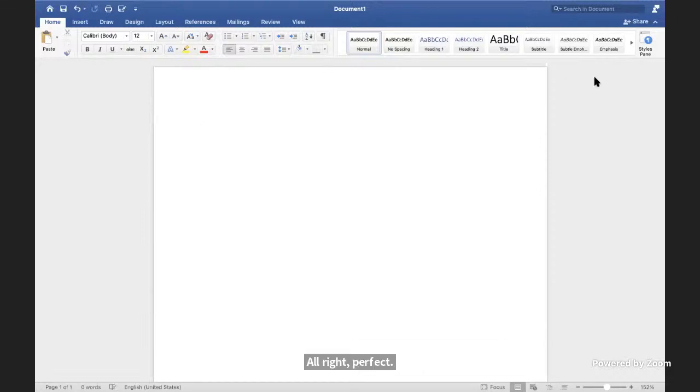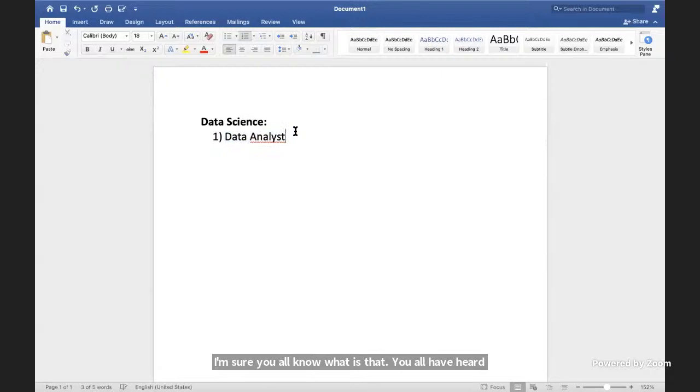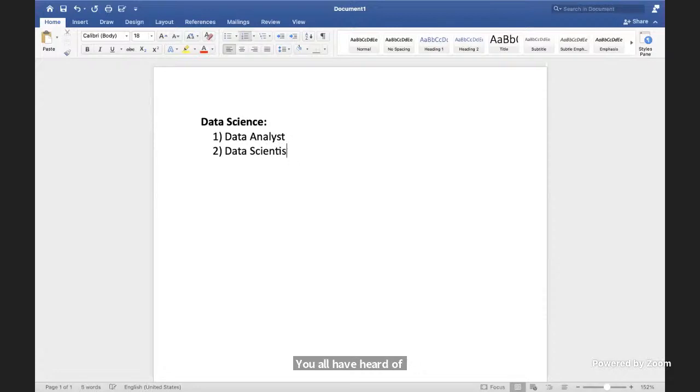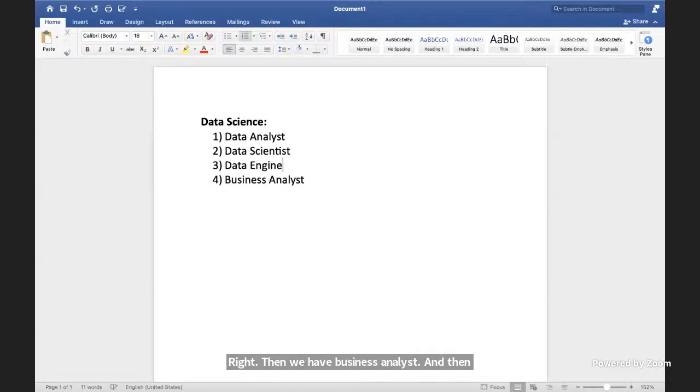Perfect. So as you know, data science has multiple positions under one umbrella. Yes or no? I'm sure you all have heard what a data analyst is, right? Then data scientist is one hot word that everyone wants to grab, yes or no? Then we have business analyst, and then we have data engineers. Broadly, these are the 4 categories where you will see the different roles under data science.